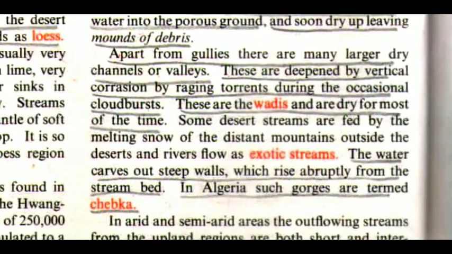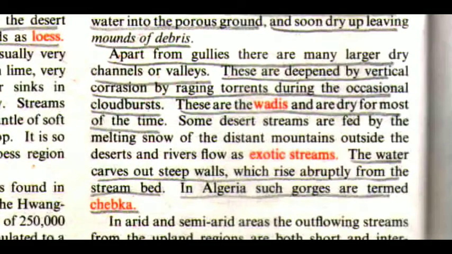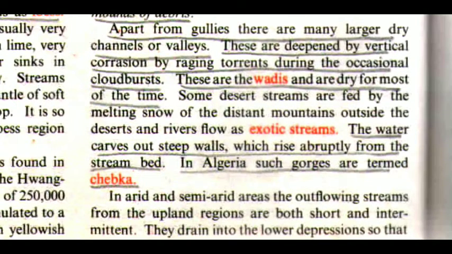Apart from gullies, there are many larger dry channels or valleys. These are deepened by vertical corrasion by raging torrents during the occasional cloudbursts. These are the wadis, and are dry for most of the time. Some desert streams are fed by the melting snow of the distant mountains outside the deserts, and rivers flow as exotic streams. The water carves out steep walls which rise abruptly from the stream bed. In Algeria, such gorges are termed chebka.